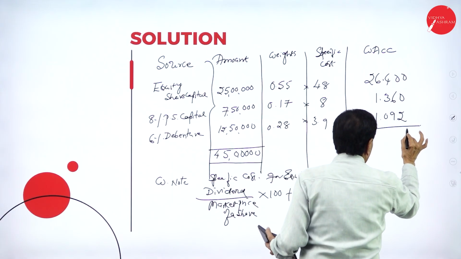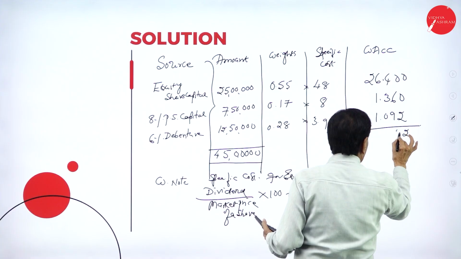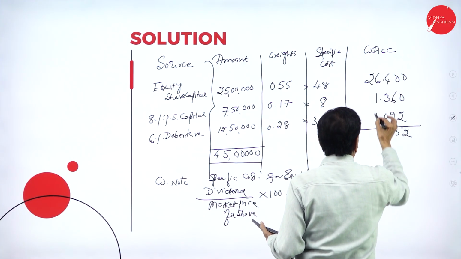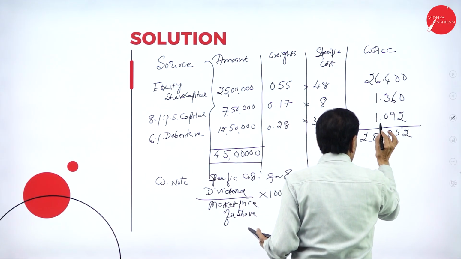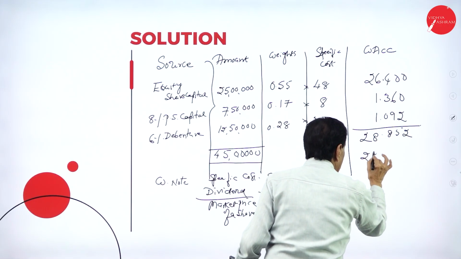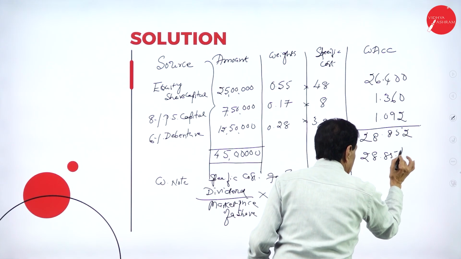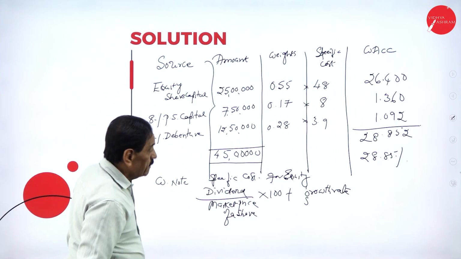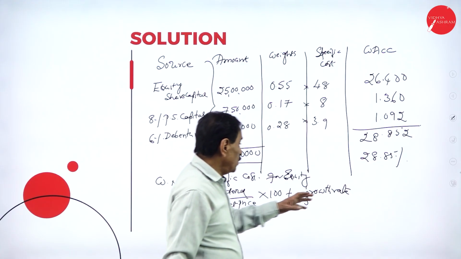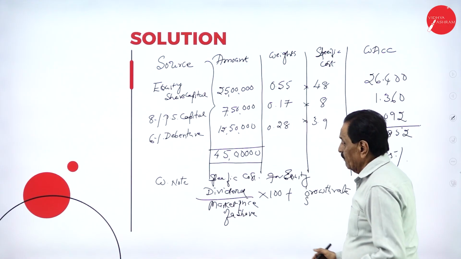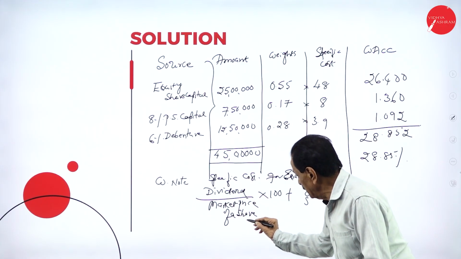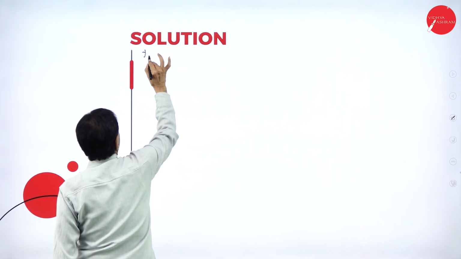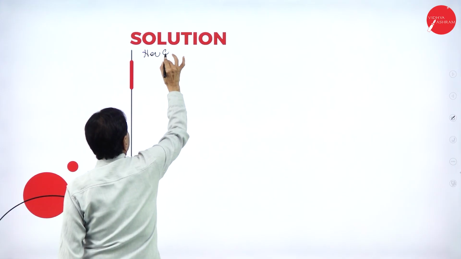Add this, 28.85% existing. New one, this goes to existing. Now, formula: dividend divided by market price into 100 plus growth rate. New capital structure.